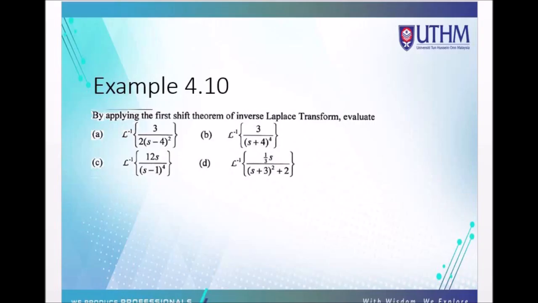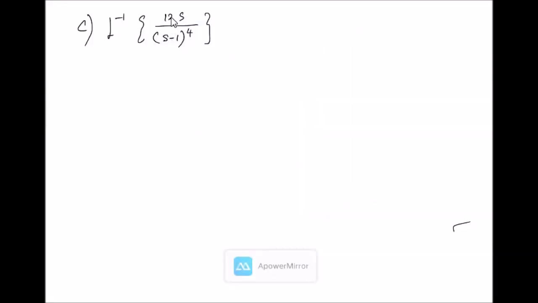Next, we move to the next question. Inverse Laplace transform of 12s divided by s minus 1 power of 4. In this question, 12 is a constant, and this part is a shifting exponent of something, and power of 4 is about t power of n. Okay, so it's quite complicated. What if we multiply with the s minus 1 to do the operation and make it easier?